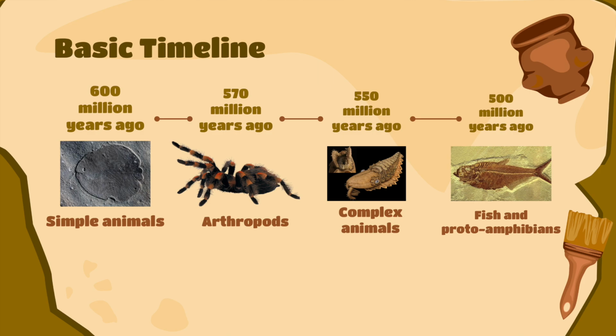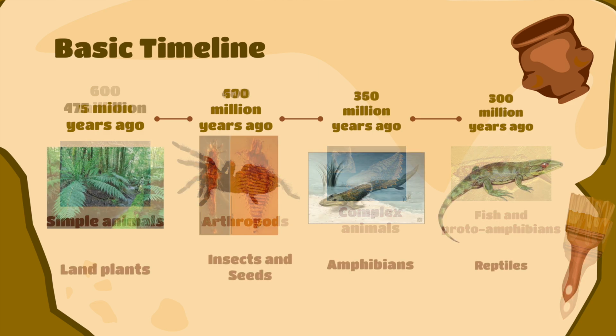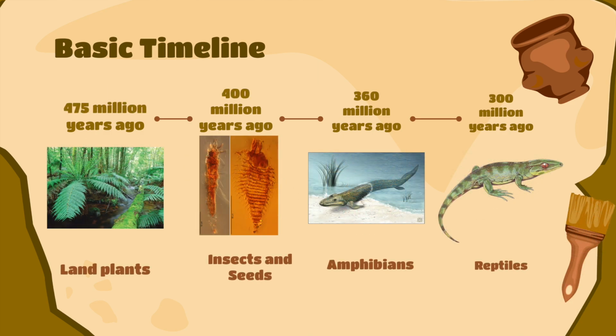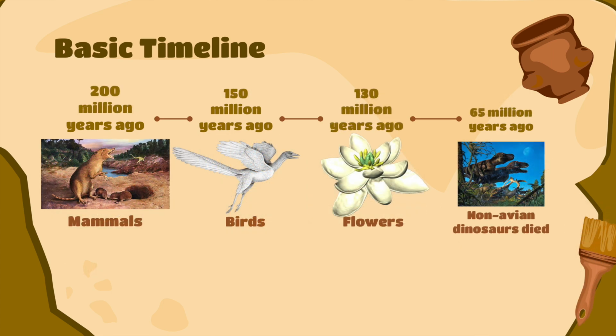500 million years ago, proto-amphibians formed. 475 million years ago, land plants formed. 400 million years ago, insects and seeds formed. 360 million years ago, amphibians formed. 300 million years ago, reptiles formed. 200 million years ago, mammals formed. 150 million years ago, birds formed. 130 million years ago, flowers formed. 65 million years ago, non-avian dinosaurs died out.